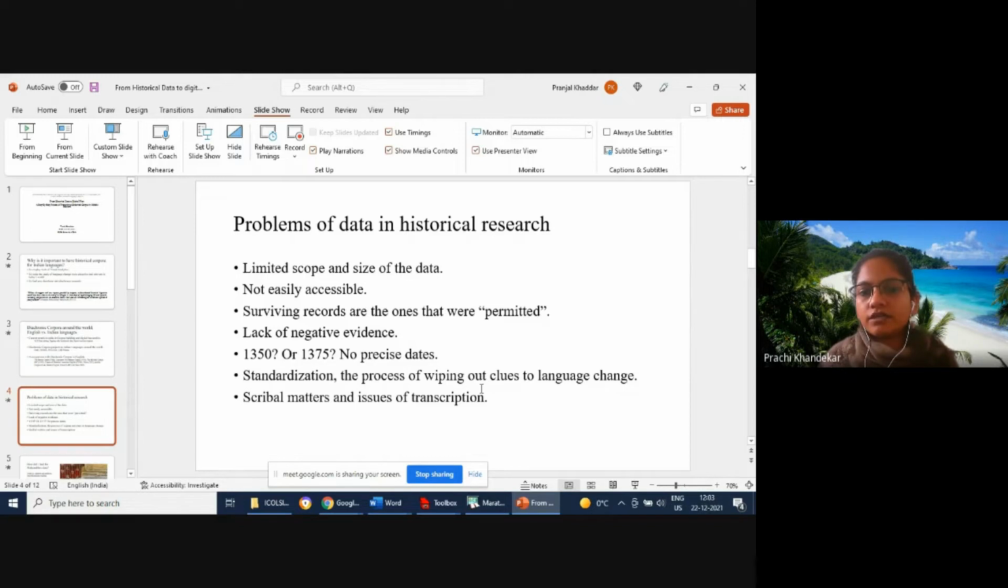Then, of course, there's standardization, which keeps on wiping clues to language change. Once a language has been standardized, there's no way to go back and jump over that stage to find out how the language existed before that. And then there are scribal matters and issues of transcription. As we know, the printing press was invented only in the 15th century, and then it took some more time to come to India. Before that, all the data that we have was handwritten, written by scribes. Now the scribes had their own affinities, their own spelling conventions, and so there are a lot of different inputs. There's no uniformity in the kind of data that you get.